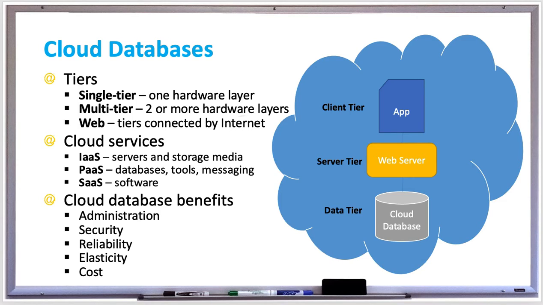There's also Platform as a Service, or PaaS, which provides a database, application development tools, and messaging services. For example, RDS, which stands for Relational Database Service, is a popular database that AWS provides. And then finally, there's Software as a Service, or SaaS, which is basically just a software subscription that you use, like Office 365, where you pay monthly just to use the software, or Salesforce. Most databases today are cloud databases, which are platforms as a service.